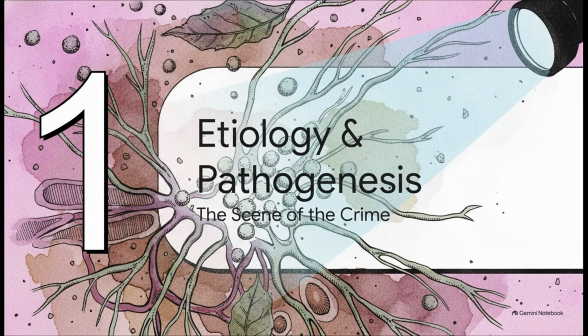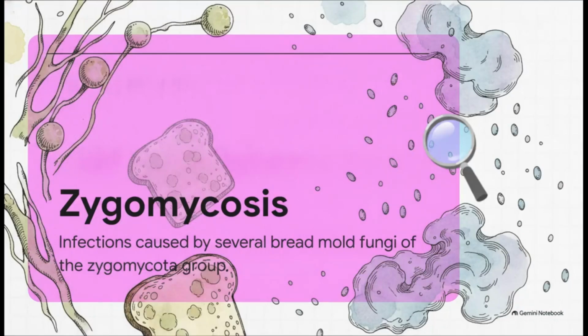Let's set up the scene of the crime. First things first, we've got to define our causative organisms. When we talk about these severe fungal infections, we're really dealing with two main categories. First up is zygomycosis. Now, this is a pretty broad clinical term referring to infections caused by several fungi in the Zygomycota group. When we're talking about the head and neck region, the clinical disease known as mucormycosis is typically a sinonasal infection caused by species in the Mucor, Rhizopus, and Absidia groups.